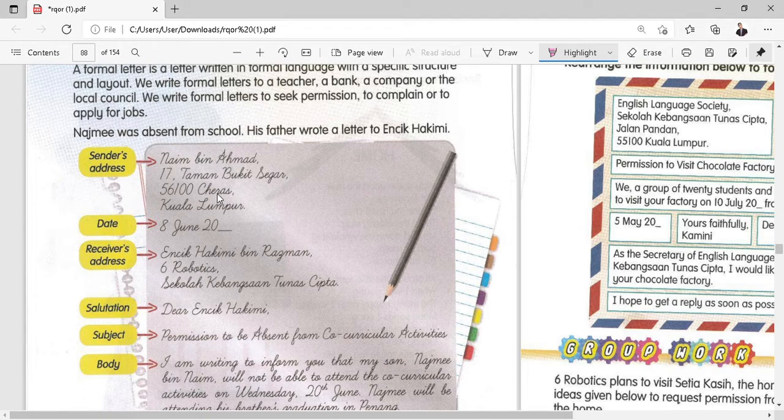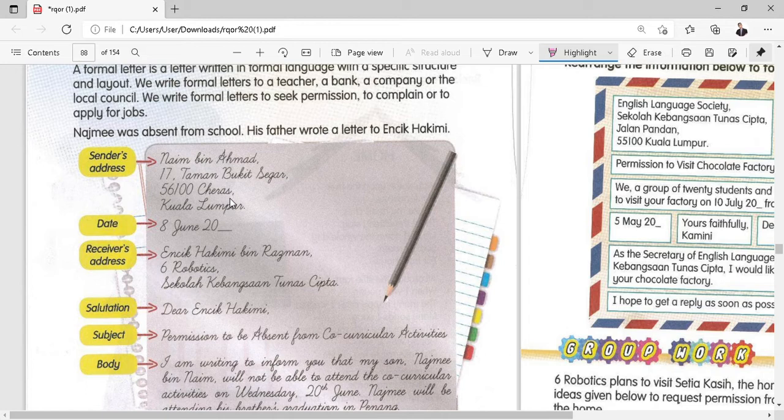First, you must write the sender's address. This letter is written by Najmi's father, so he must write his name, Naim bin Ahmad, and also the address. Who writes the letter? You must put your name and also the address. Look at this given example. The address is 17 Taman Bukit Segar, 56100 Ceras, Kuala Lumpur.